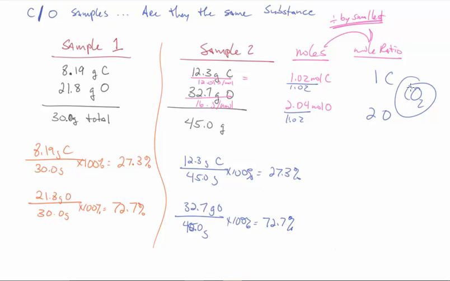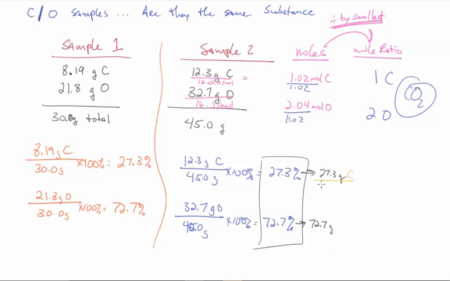Now there is a trick to this, and I want you to understand this as well and write it down. If we're given percentages, we can assume a 100-gram sample. If I assume a 100-gram sample, I can use these percentages. So 27.3% of 100 grams is 27.3 grams, and 72.7% is 72.7 grams. And now I can go through the same process here. It's going to end up the same.